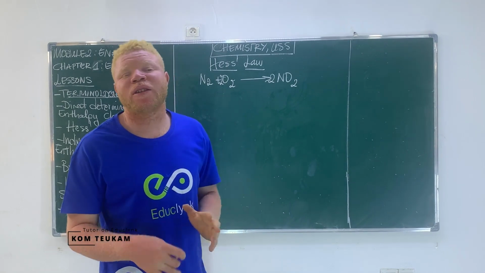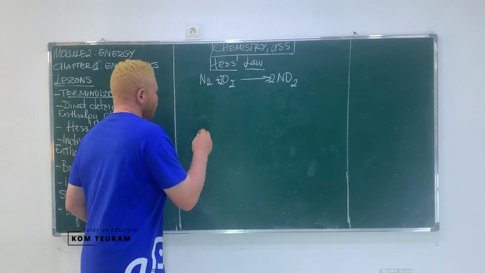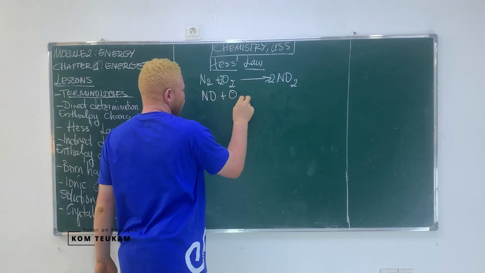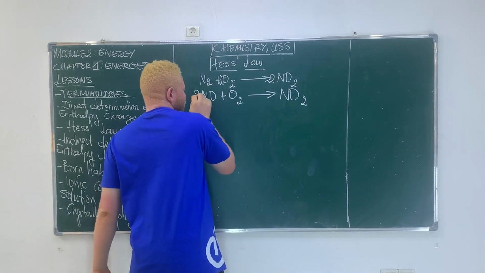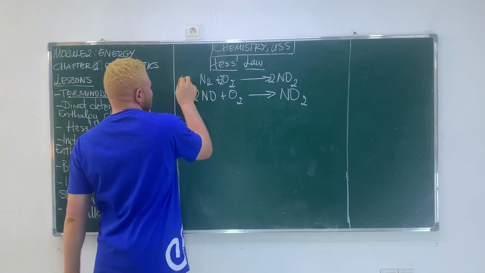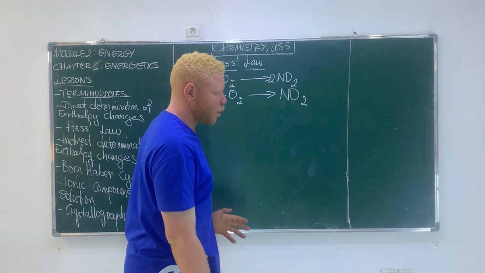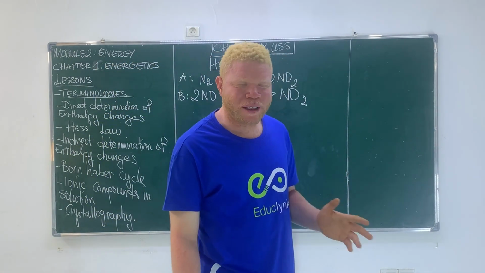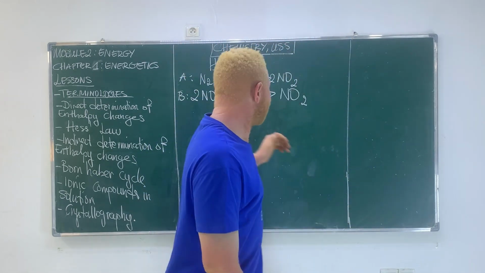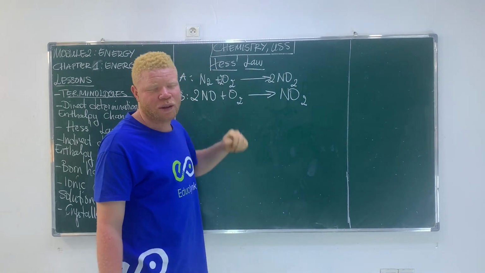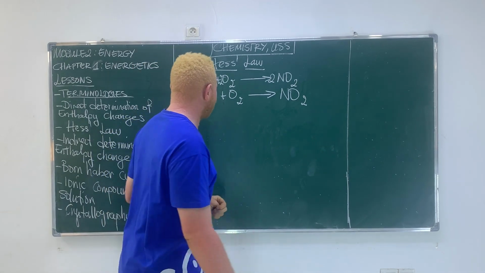I can synthesize the nitrogen dioxide in another way or another path. Consider the second reaction: NO plus O2 gives NO2. I have two reactions on the board, A and B. Reactions A and B are different but similar. Different in which sense? The reactants are different. We have N2 plus 2O2 giving NO2. The second reaction is NO plus O2 giving NO2.